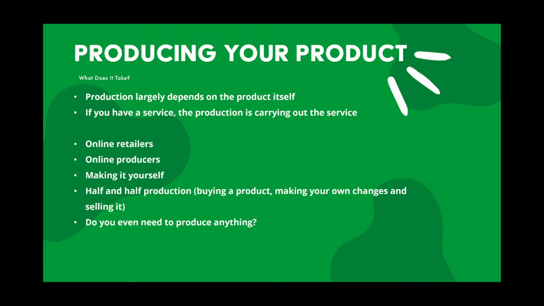But most commonly, you will probably be looking at buying something that already exists and adding your own flair to it. Like we talked about with the notebook earlier, if you buy a bunch of blank notebooks off the internet and you put a sticker over them, or you hand paint a design onto the front of them, or print onto them, and then you're selling that, that is half and half production, and that is probably the most common form of business. And it can also happen with drop shipping, which is very common as well.